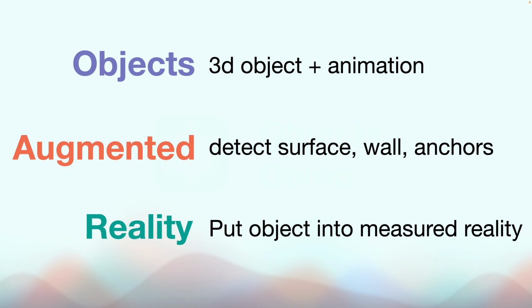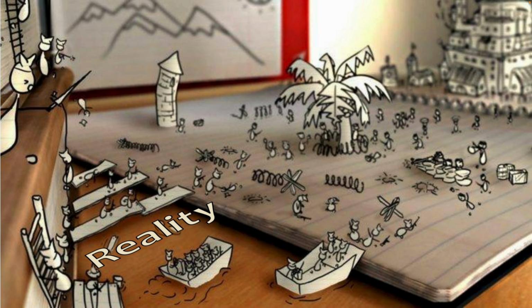Perfect. So now we're done with the objects, right? We talked about 3D objects and animations. After you have the 3D objects, you can create these animations and implement them into Reality Composer. Super easy, super quick. Next part, we're going to talk not about augmented, we're going to talk about reality. Yeah. So, what is reality?